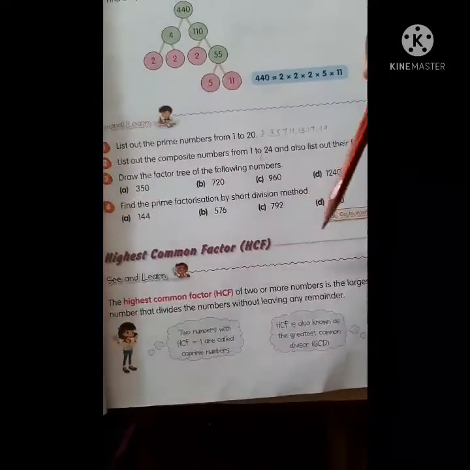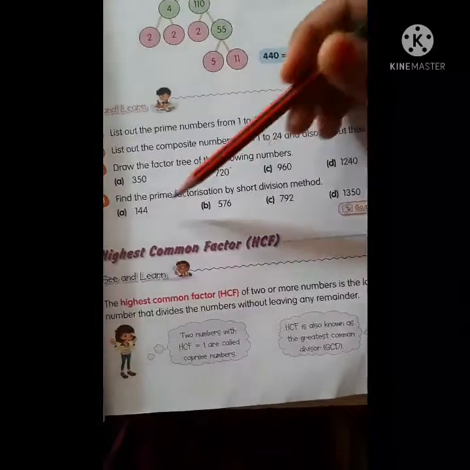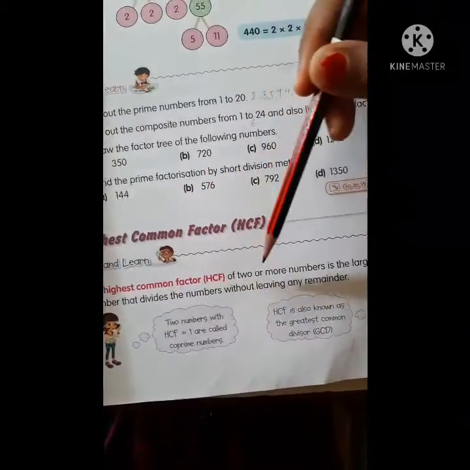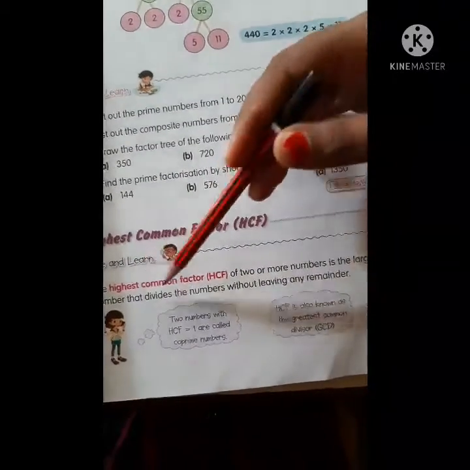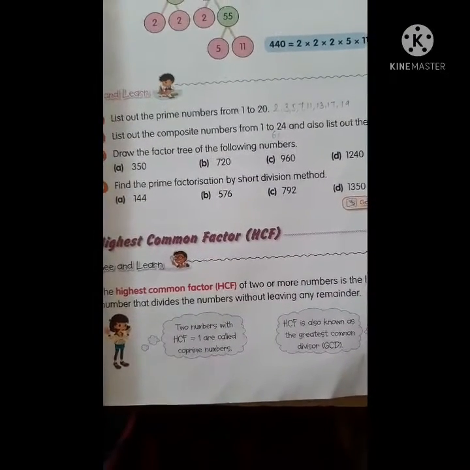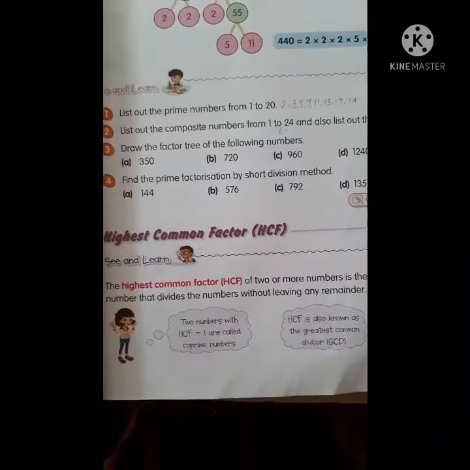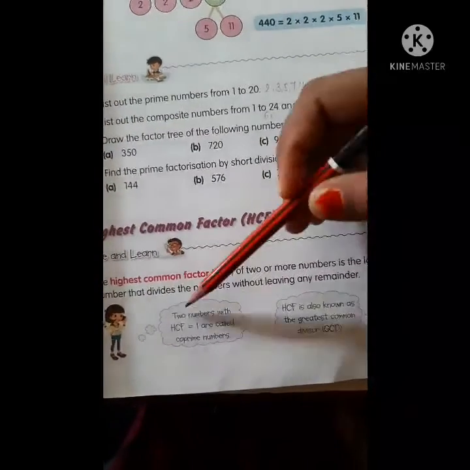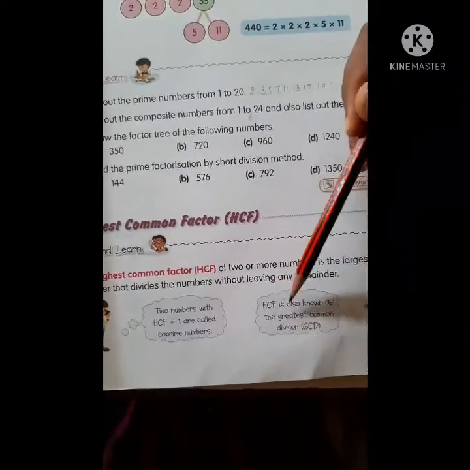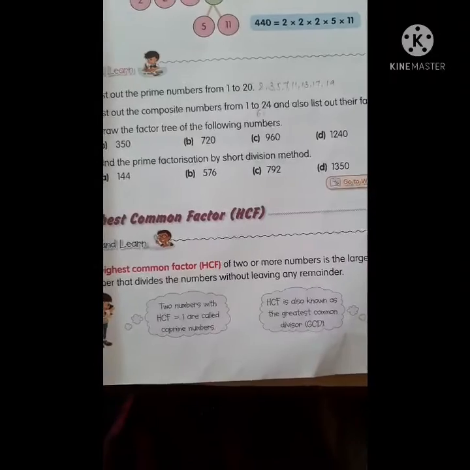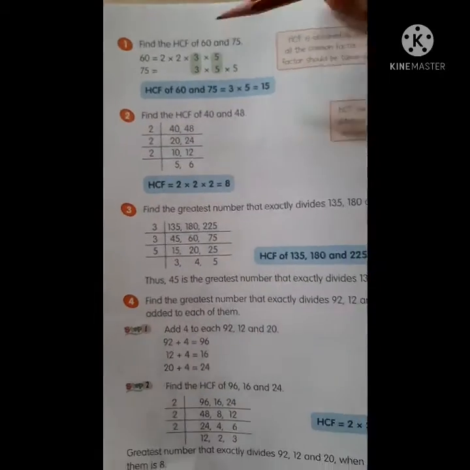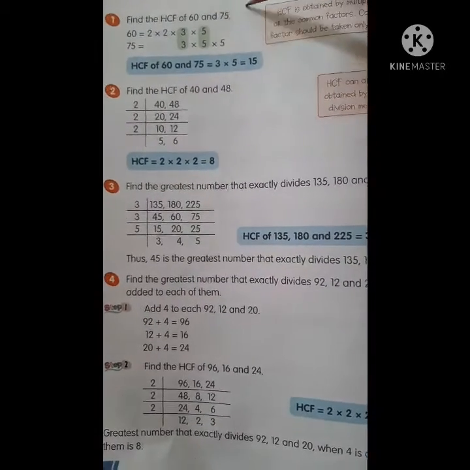Now we will see HCF and LCM. What is HCF? That is the highest common factor. What is the highest common factor? The highest common factor of two or more numbers is the largest number that divides the numbers without leaving any remainder. Means the remainder is 0, then it is known as the highest common factor. Two numbers with HCF 1 are called co-prime numbers, and HCF is also known as the greatest common divisor, that is GCD.